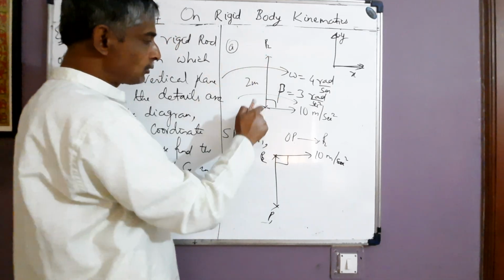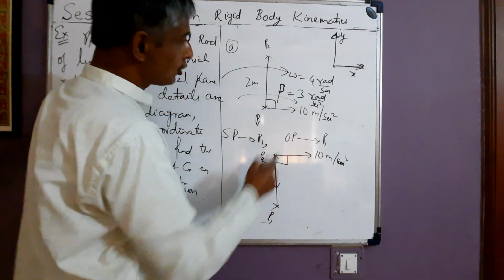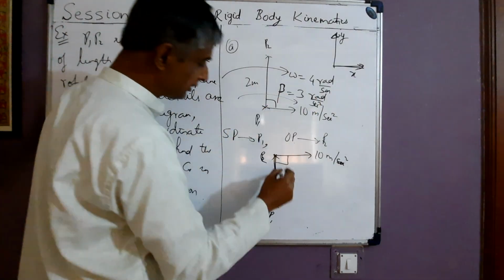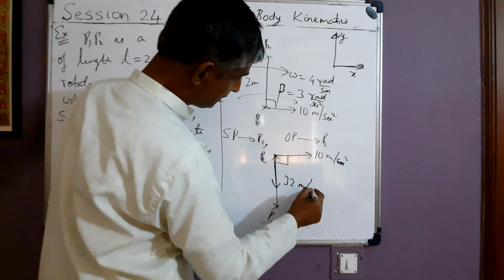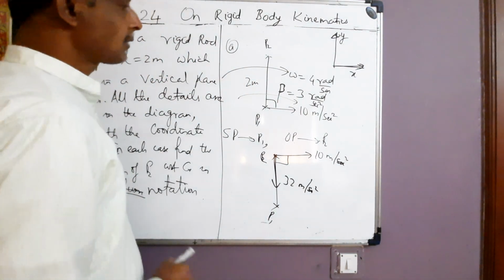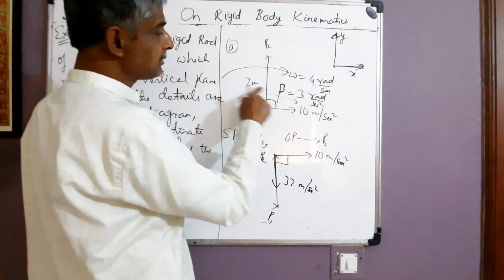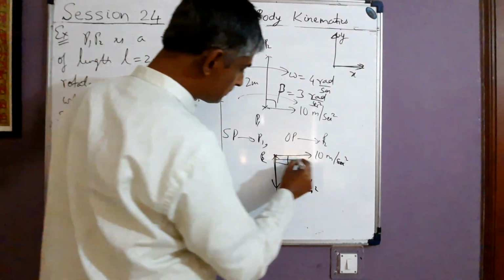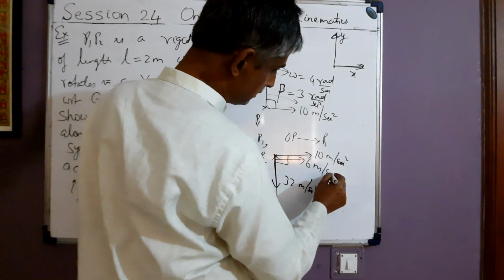Omega square r to P2 towards the selected point P1. Now omega square becomes 16 into 2, 32. 32 meter per second square in the downward direction. And r beta. Beta is clockwise. So r beta becomes how much? 2 into 3, 6. So 6 meter per second square rightward.